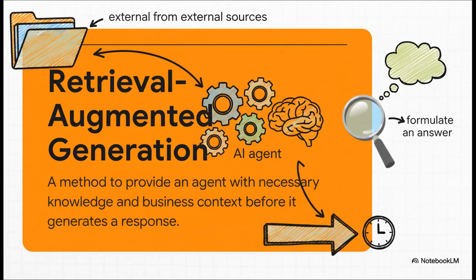Okay, so here's the official definition. RAG is a method where you give the AI all the necessary knowledge and context from external sources, think of your company's latest reports or internal wikis, before it even tries to generate a response. And that "before" is the magic word here. The knowledge is provided right then and there, fresh, not from some dusty old training data.